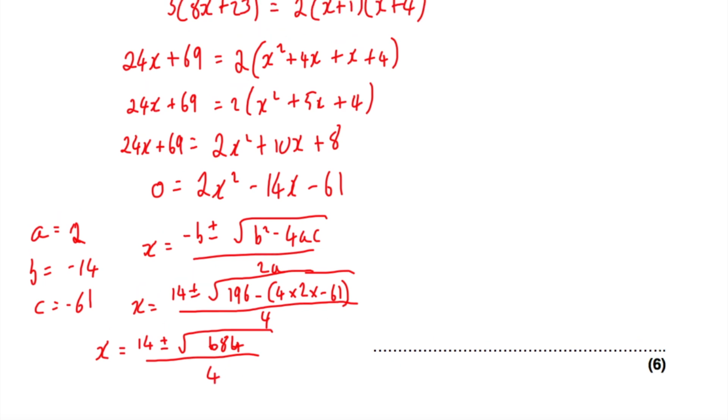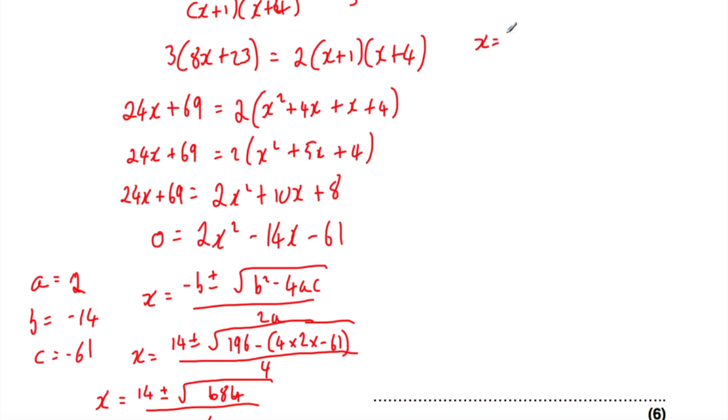I'm going to go back up here now. So that means that x would be equal to 14 plus the square root of 684, all divided by 4, or x equals 14 minus the square root of 684, all divided by 4. Okay, so we've now got our two solutions. Let's work them out in our calculator.